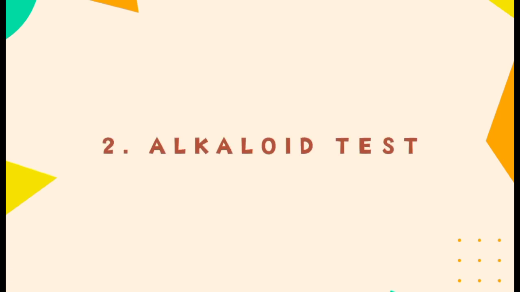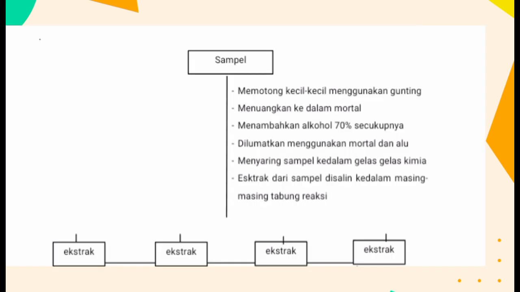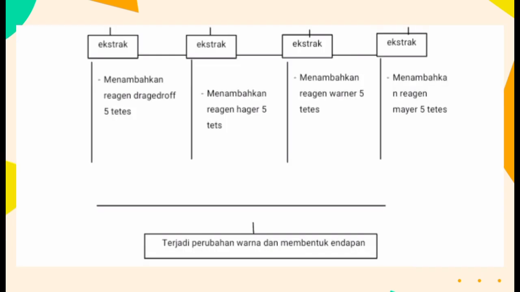The second experiment is the alkaloid test. First, cut the sample into small pieces using scissors. Put the sample into the mortar. Then add 70% alcohol. Then pulverize with a mortar and pestle. Then filter the sample into a beaker. Then put the extract of each sample into a test tube.